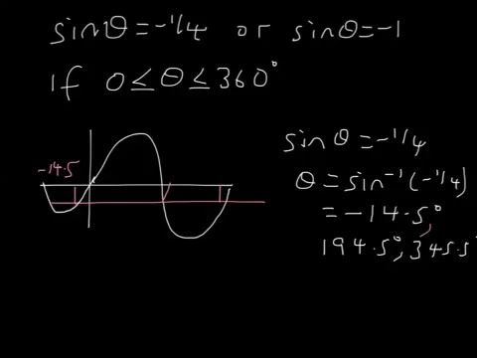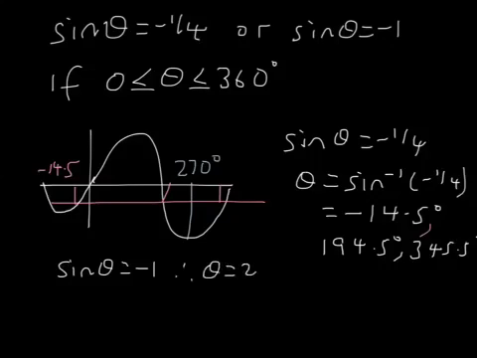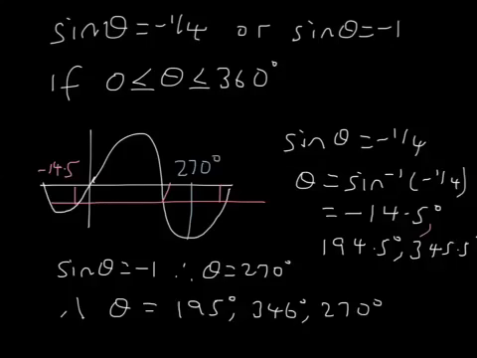And what about sine theta equals minus 1? Well, sine theta equals minus 1 at this point here, and we know this point here is 270 degrees. So sine theta equals minus 1 means theta equals 270. To put everything together, the overall solution is theta is 195 degrees, 346 degrees, and 270 degrees.